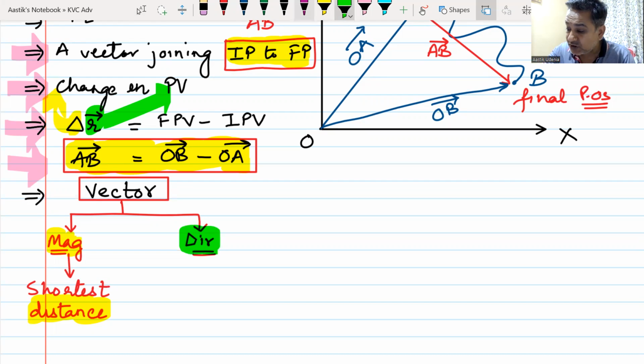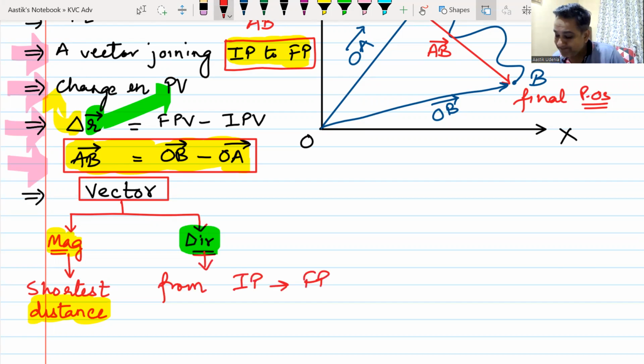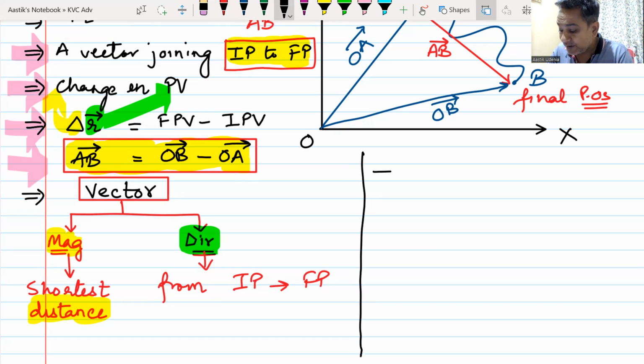And what is the direction of displacement? The direction of displacement is from IP to FP. What do you mean by IP and FP? Initial position and final position. Initial position to final position. Do we understand this? Yes, sir. I hope this displacement thing is getting clearer in our head. Okay, it's a vector quantity.